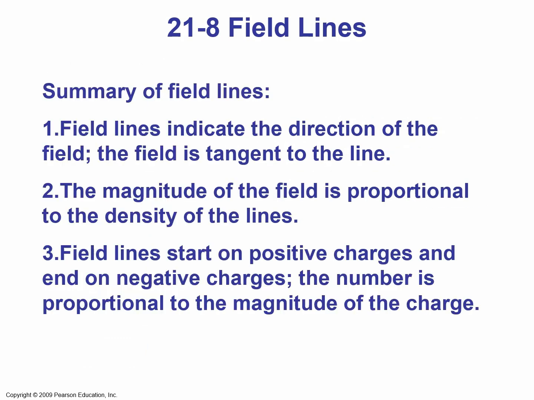So in summary, field lines indicate the direction of the field, and the field is tangent to the lines. The magnitude of the field is proportional to the density of the lines, and the field lines start on a positive charge and end on a negative charge. And the number of lines is proportional to the magnitude of the charge.